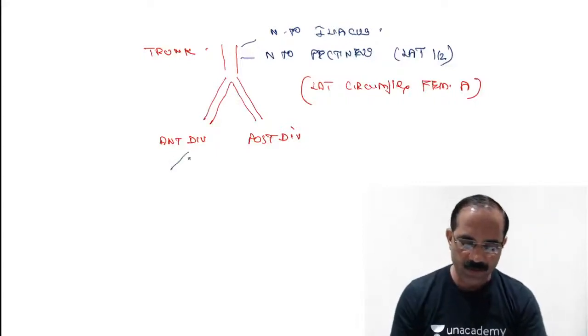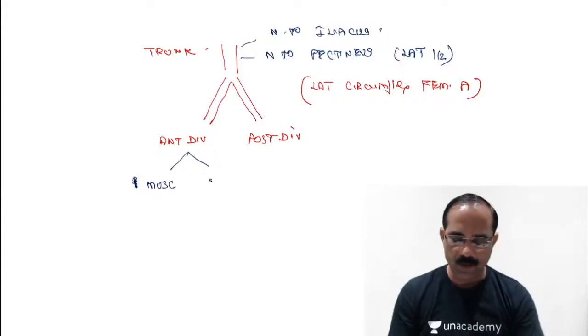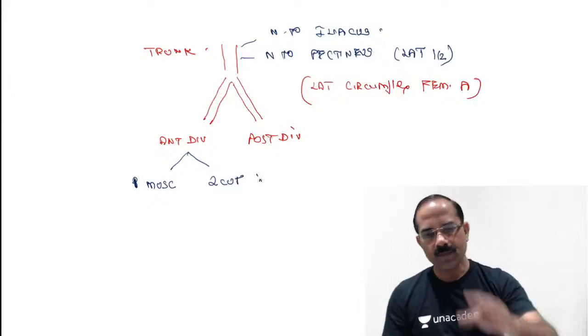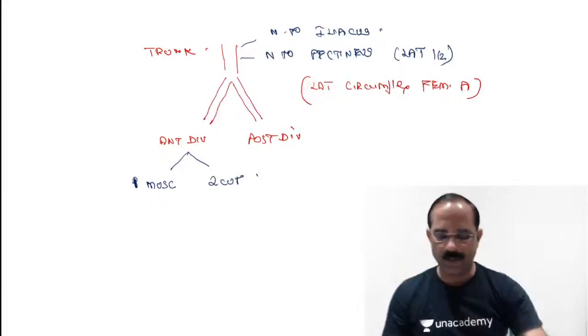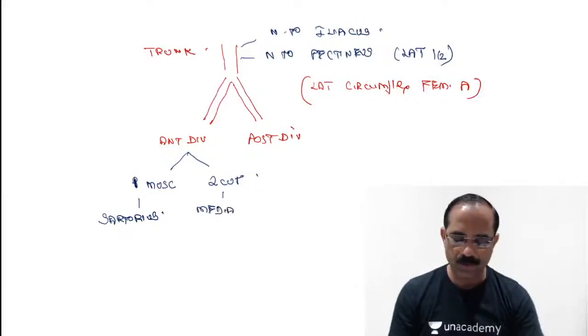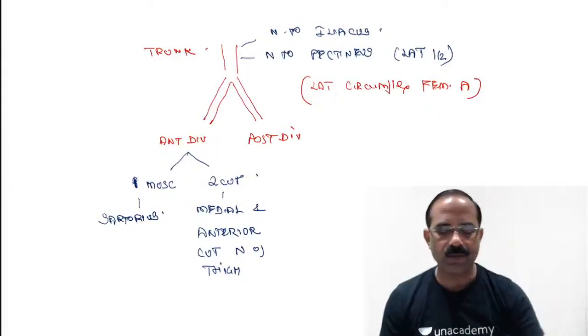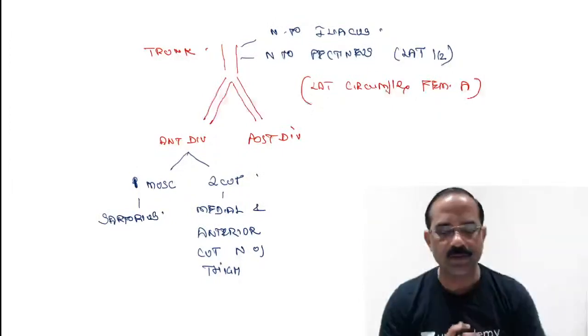The anterior division gives one muscular branch and two cutaneous branches. Muscular branch is given to what? Sartorius. Muscular branch is given to sartorius. And the cutaneous branches are what? Medial and anterior cutaneous nerves of thigh. The medial cutaneous nerve of thigh and the anterior cutaneous nerve of thigh. So these are branches of anterior division of femoral nerve.